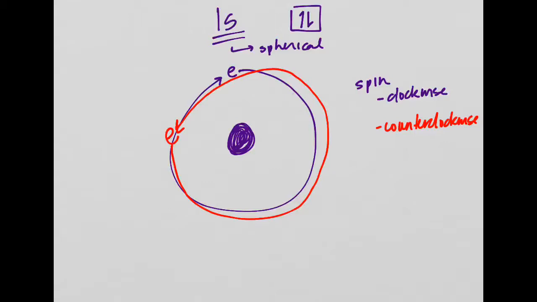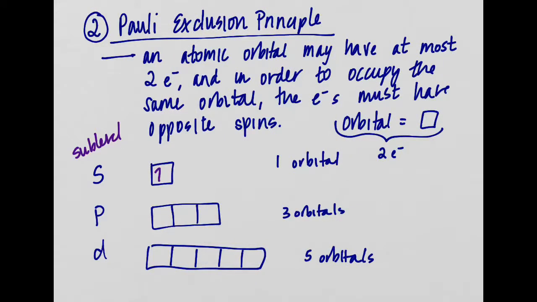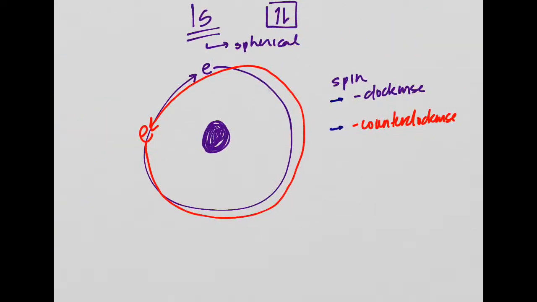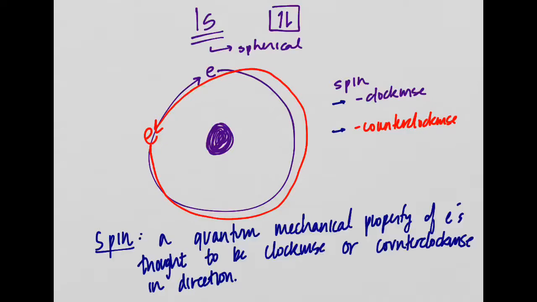We must have 1 electron with a clockwise spin and 1 electron with a counterclockwise spin. And the way that we draw that is by the direction of our arrows. So actually I'll go back here. Let me give you the definition of spin here. It's the quantum mechanical property of electrons thought to be clockwise or counterclockwise in direction. When we're drawing this, a clockwise direction is an up arrow. A counterclockwise direction is a down arrow.